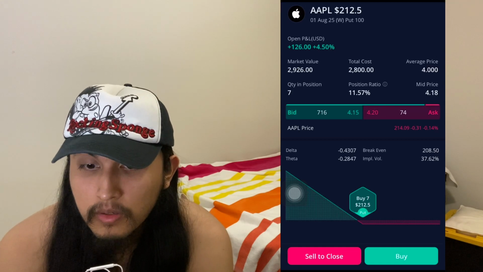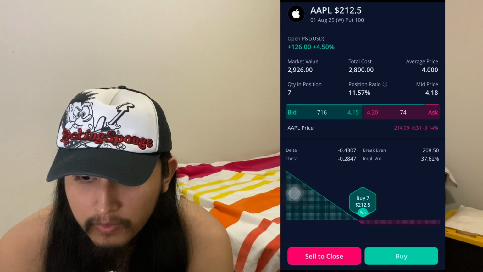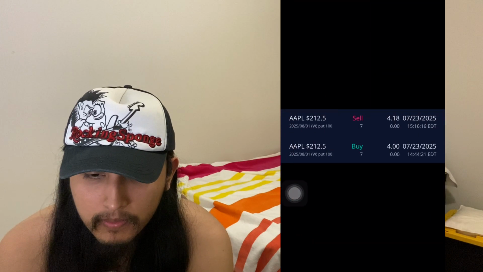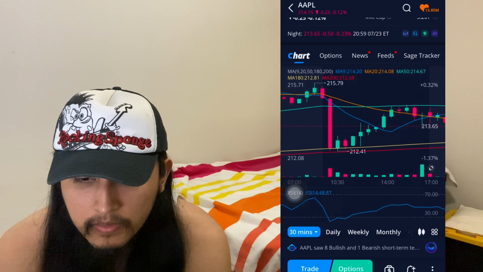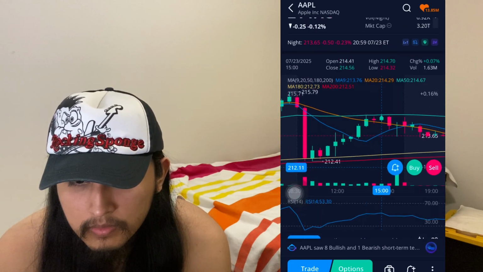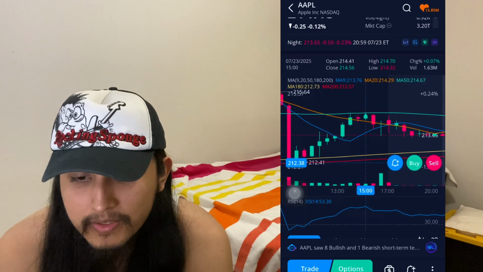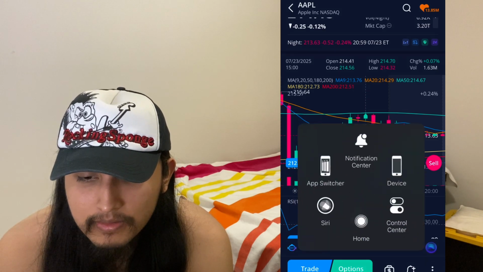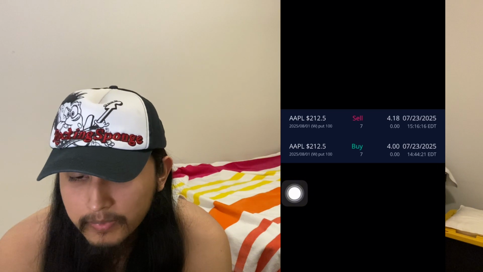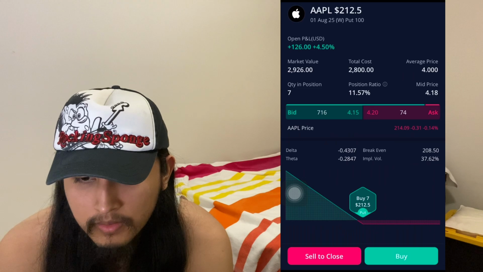So how did I make $126 trading Apple put options? Looking at Apple at 1444 on the 30-minute time charts, 1444, which would be this candle right here. So I played Apple put options as soon as it approached the 50-day moving average, waited for a rejection, and at 1516 I sold out the position, securing a gain of $126 just trading Apple put options.